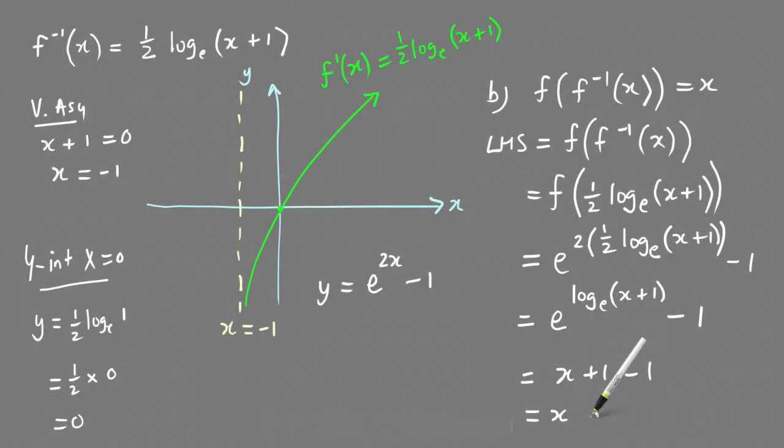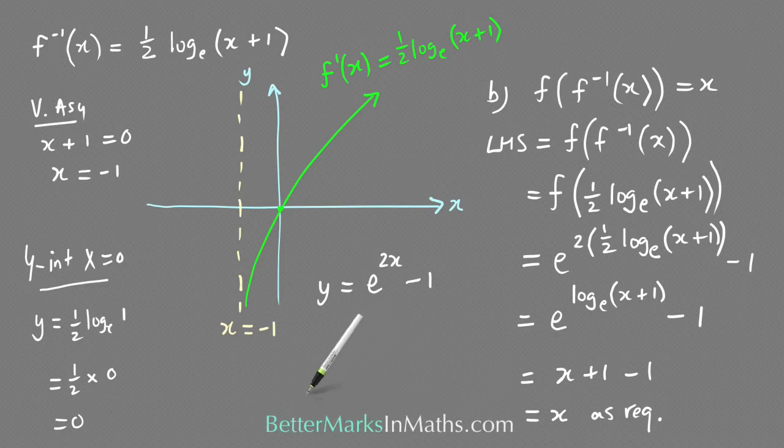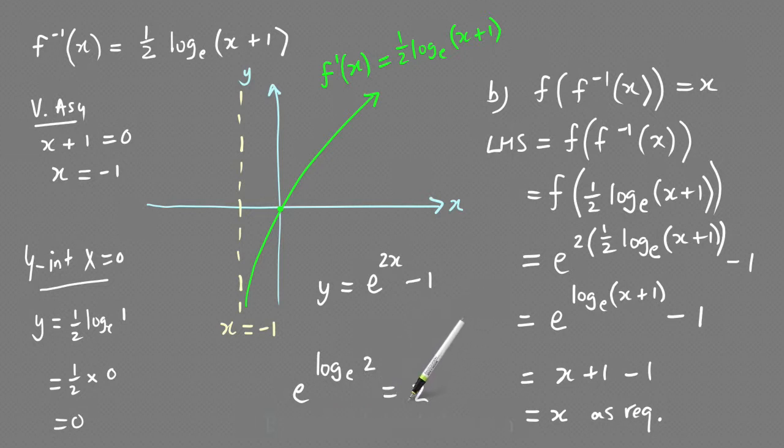Or you could just do this if you wanted to, as required, like that. And just on that point here, let's say you had e to the log e of 2. If you do that on the calculator, you'll find that that equals 2. And again, you just got to make sure that this number here is a 1 if you're going to do it without using a calculator. So that's how you do this second part, part B. Not as hard as it looks.